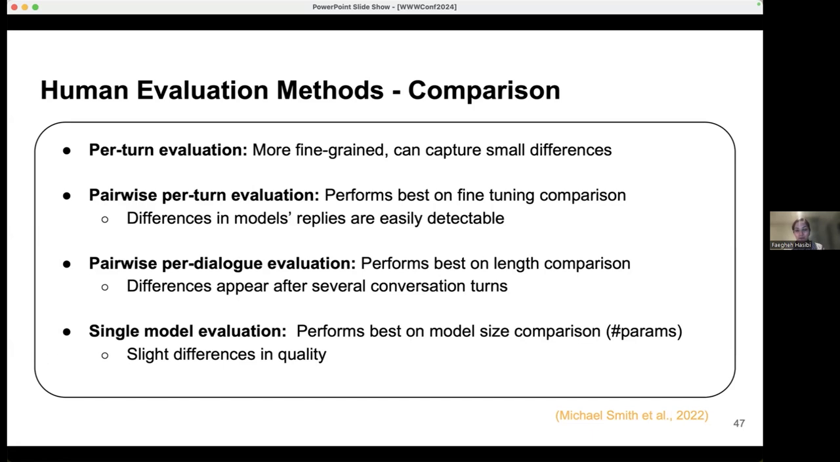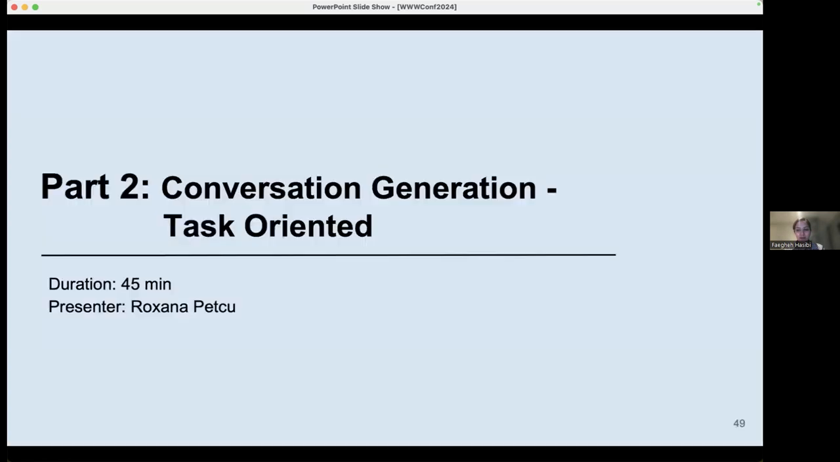So the takeaway from this part is that conversation evaluation, both human and automatic, is still an open problem, and different papers use different methods.